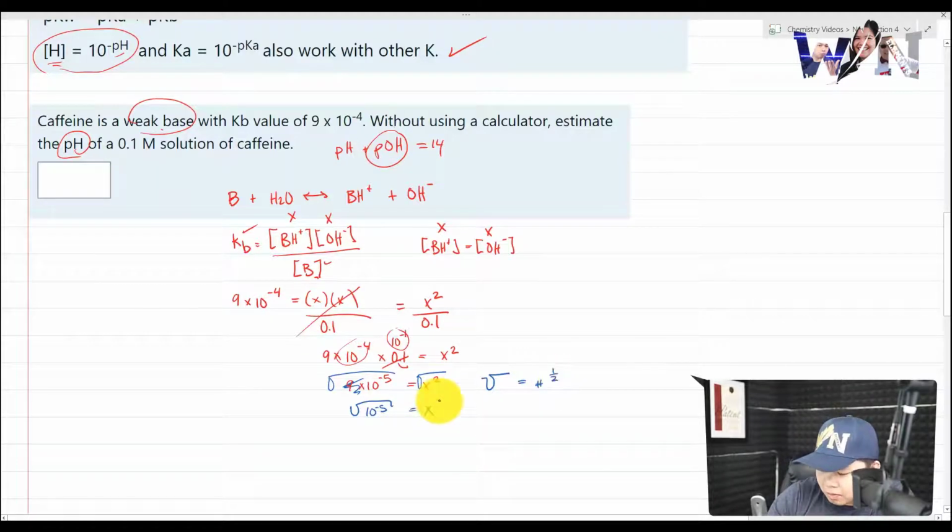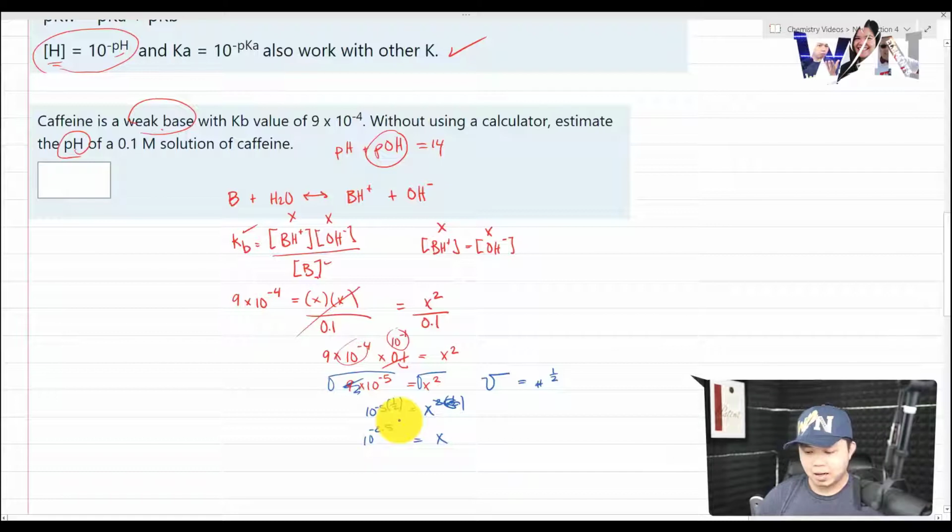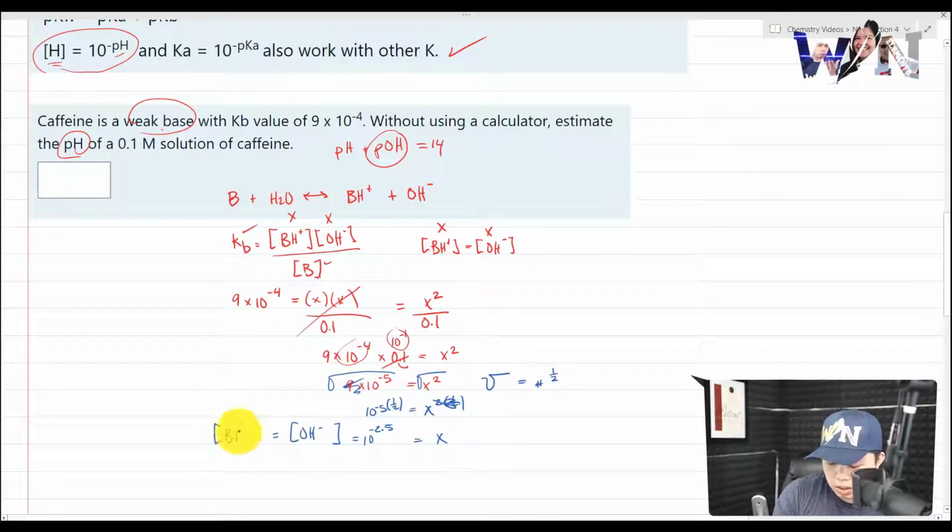So in this case, we have 2 times 1/2, and then we can remove that, times 1/2. So what's that going to tell us? Well, this cancels out equal to 1, right? And 10 to the negative 5 times 1/2, that is 10 to the negative 2.5. There you go. This is your concentration for the OH minus, which is also equal to your BH plus.